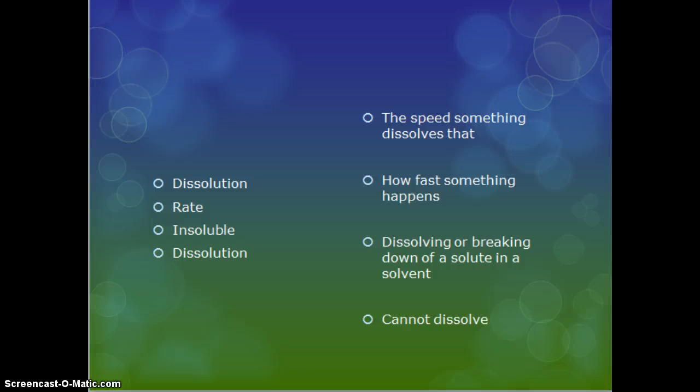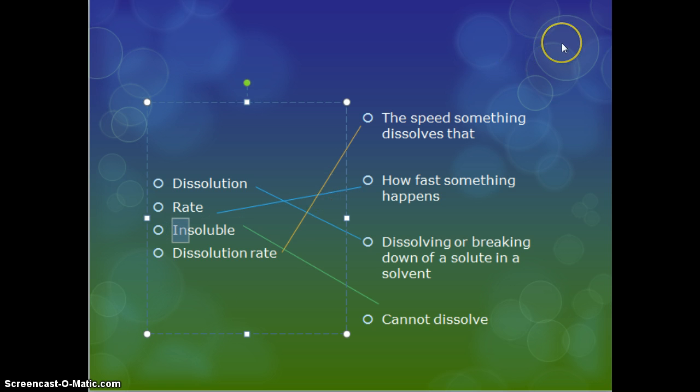Alright, so we have dissolution, rate, insoluble, and dissolution rate. Go ahead, hit pause, match them up. So dissolution means dissolving or breaking down of a solute in a solvent. Rate means how fast anything happens. Therefore, dissolution rate means the speed that something dissolves. And insoluble means it cannot dissolve. So in, like impossible. Insoluble, cannot be soluble, cannot dissolve.